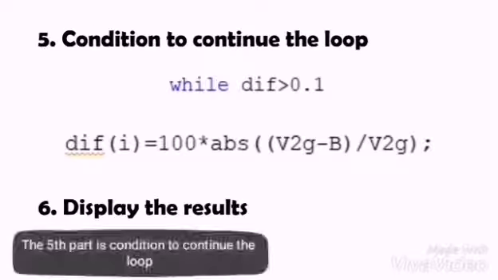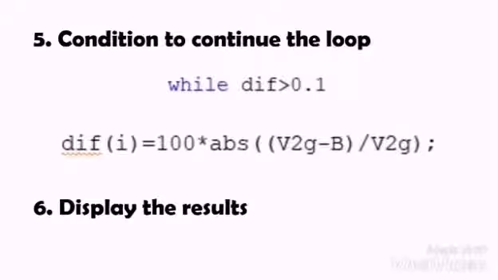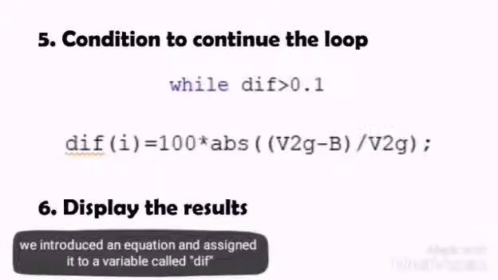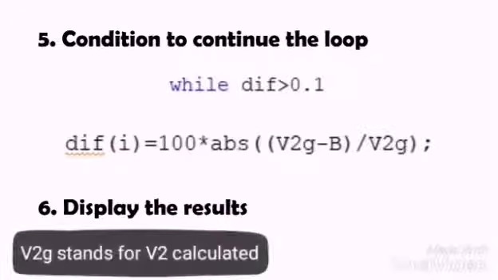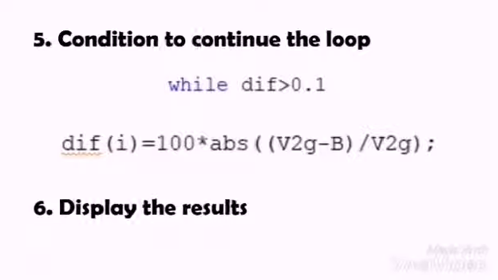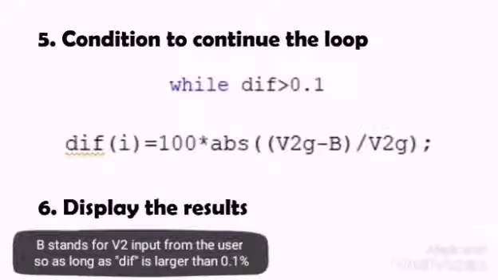The fifth part is condition to continue the loop. We introduce an equation and assign it to a variable called diff, which is the absolute percentage difference between V2G and B. V2G stands for V2 calculated and B stands for V2 input from the user.